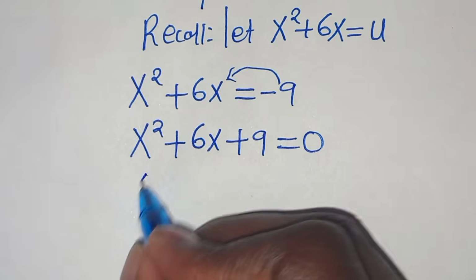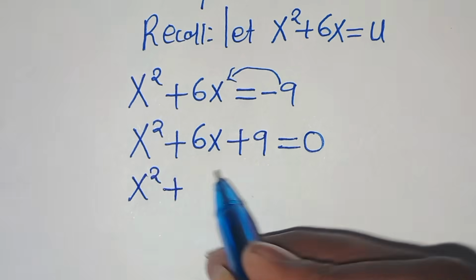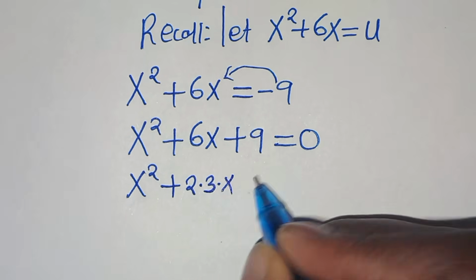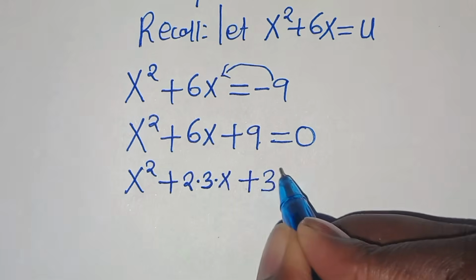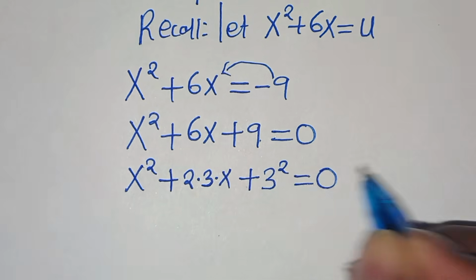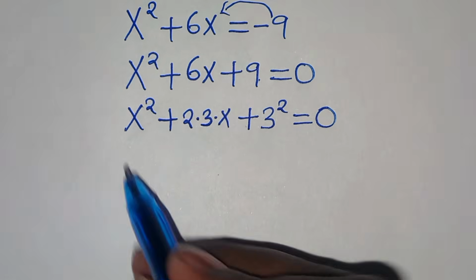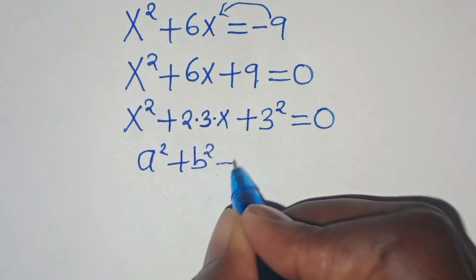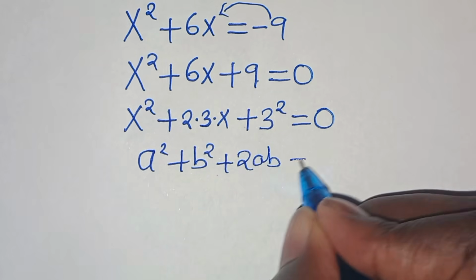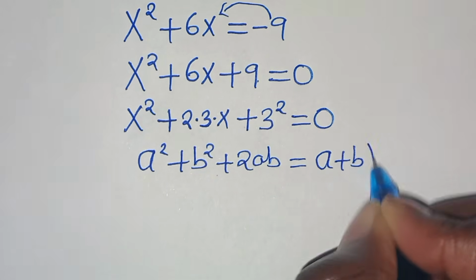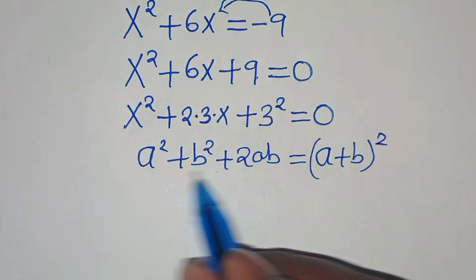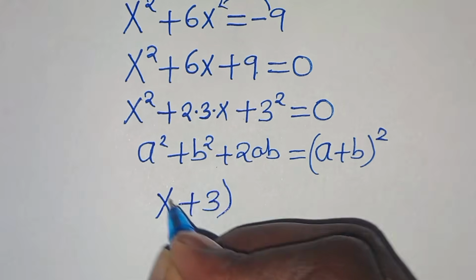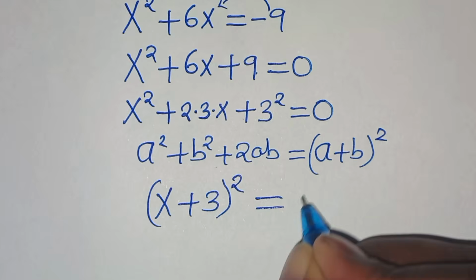We can write this as x to the power of 2 plus, now this is the same thing as 2 times 3 times x, then plus 9, which is 3 to the power of 2, and this is equal to 0. So remember, this is in the form of a squared plus b squared plus 2ab, which we can express as a plus b to the power of 2. So applying this algebraic identity, then we have x plus 3 raised to the power of 2. This is equal to 0.